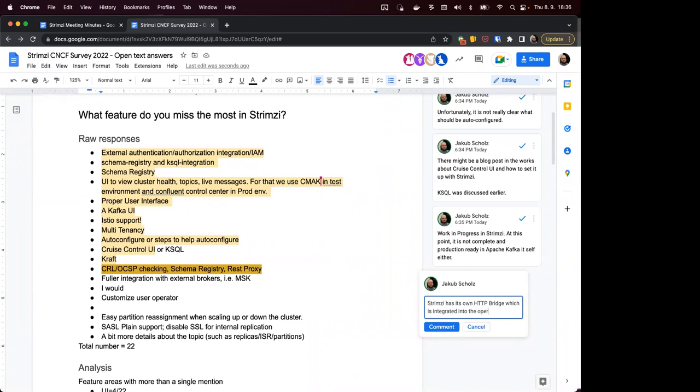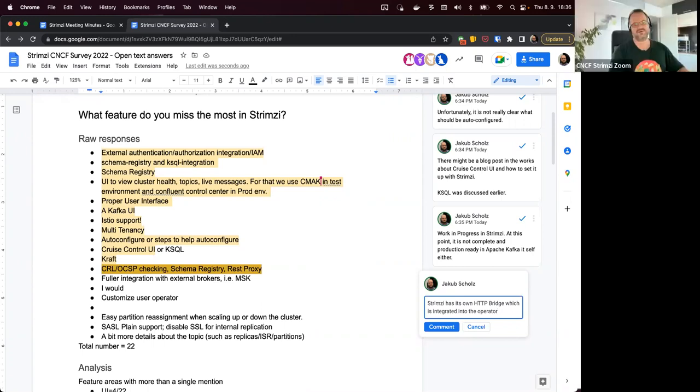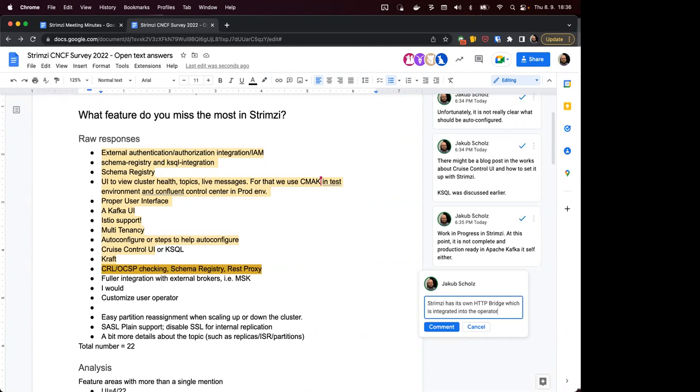So the CRL and OCSP is an interesting one. Yeah, for those who don't know it, CRL is the certificate revocation list, and OCSP is some similar protocol. Online Certificate Status Protocol, I think. Yeah.